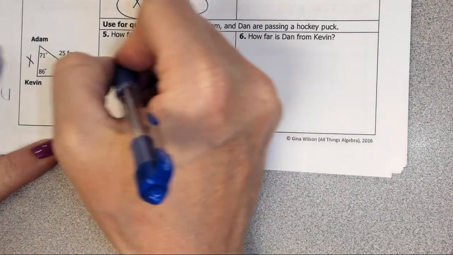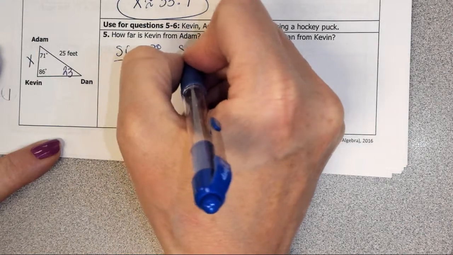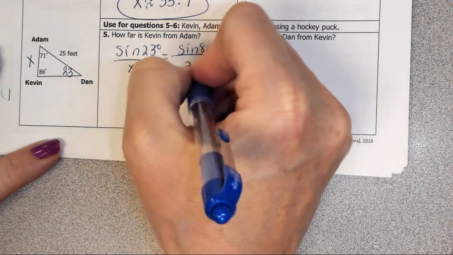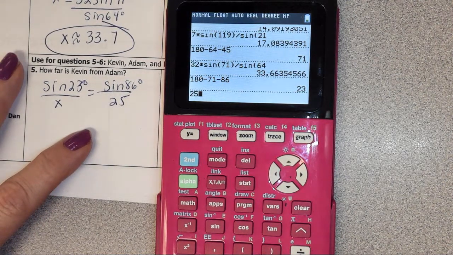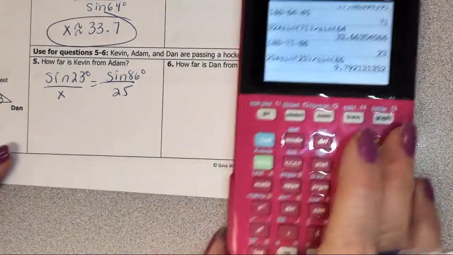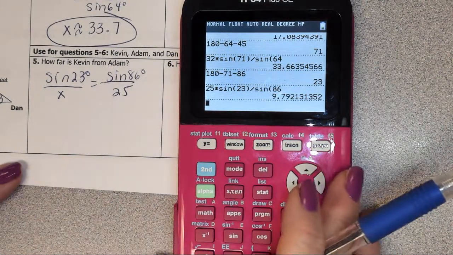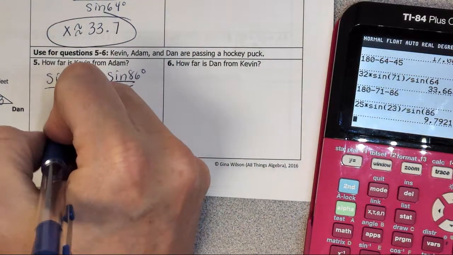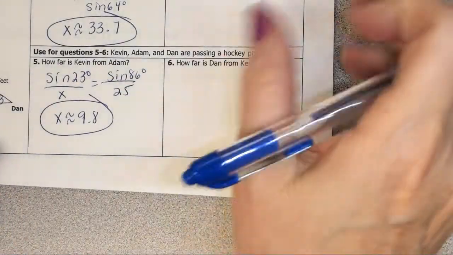And now we could set it up. Sine of 23 over x equals the sine of 86 over 25. And maybe you can do it without writing anything now. It's fine to try that, just be really careful. It would end up being divided by that one, wouldn't it? So it's 9.8. And if you find yourself making mistakes when you do those shortcuts, then don't do them, okay? You don't have to. I'm just showing you how you can.